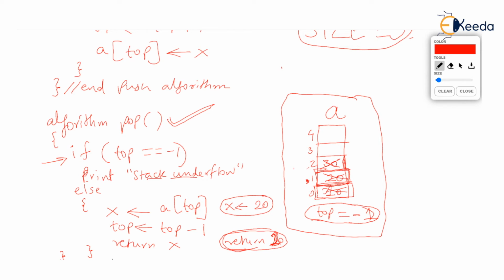Now what if you call pop? If you call pop again, this if is going to be true, isn't it? If top is -1 is going to be true, and it's going to throw an underflow error. It won't go to else. It will throw an underflow error.